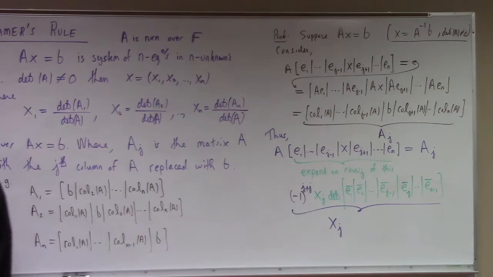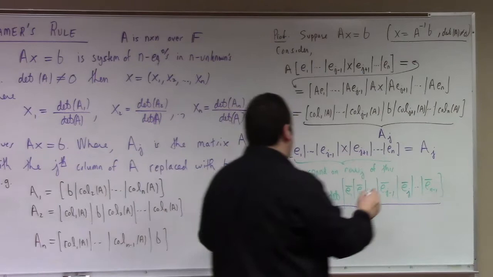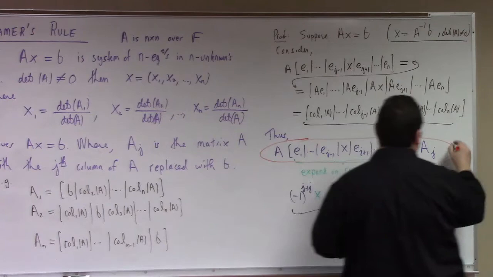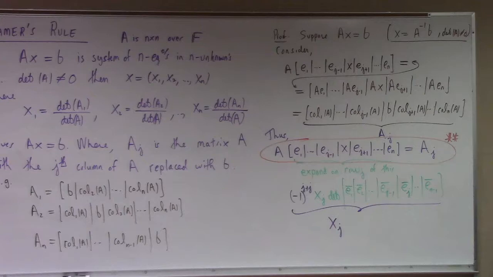Because what's in the green there? Well, that's nothing more than the n minus 1 identity matrix. The determinant of that is 1. So what I'm trying to sell you on, guys, is if we look at this equation, let me give it a name. Let's call it star star. If we look at star star, the determinant of star star yields what? It yields the determinant of A.